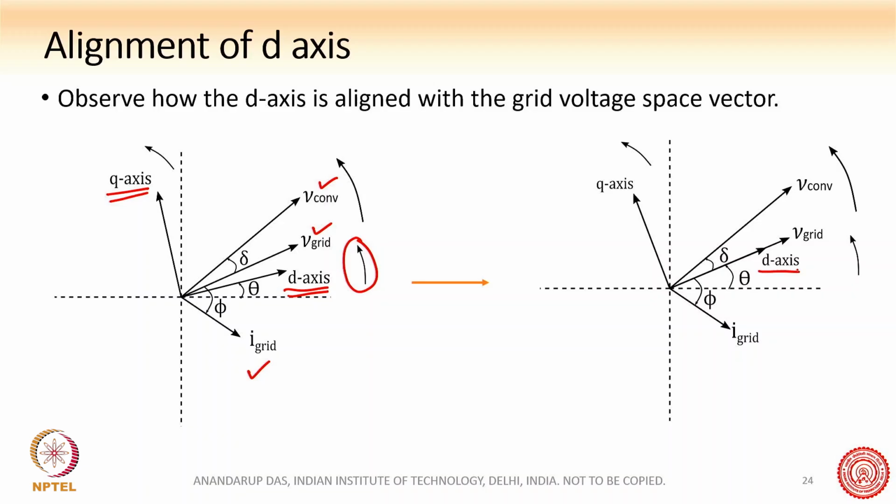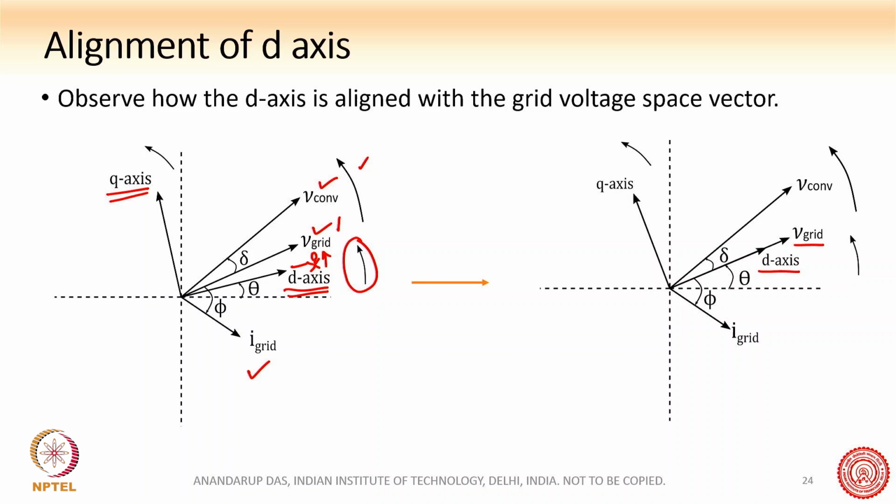So you can see here, the alignment I'll talk about a little bit later. But if the D axis starts to rotate at the same speed as all the space vectors, so I am standing here and rotating along with all the space vectors at the same speed, what will I observe?